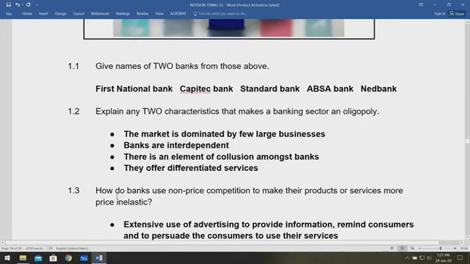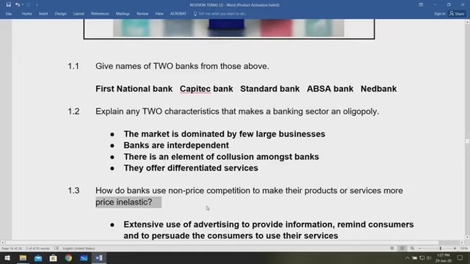Right, number 3, how do banks use non-price competition to make their products or service more price inelastic? Please remember what is meant. You see, to understand the question, you need to understand what it's asking. So non-price competition meaning we're not using price to compete with each other. And when we talk about price inelastic, we need to understand the concept of inelastic prices.